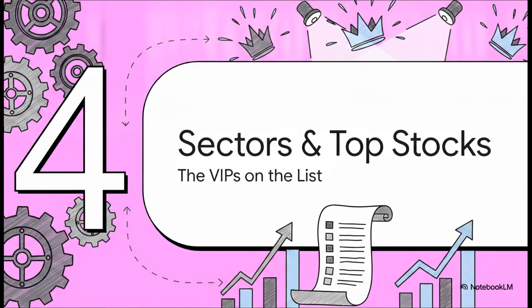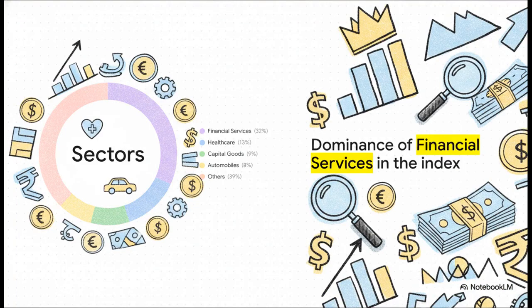Part 4. Sectors and top stocks, the true VIPs on the list. So, we have the rules and we have the math. What does this highly structured machine actually output? Who are the current VIPs? Now, what's really interesting about this breakdown is that when most people think of small caps, they picture niche tech startups or specialized manufacturing. But look at this. Financial services commands nearly 32% of the total index weight. It's an absolute heavyweight. After that, we've got healthcare at 13.23%, capital goods at just over 8.5%, with autos and chemicals close behind.